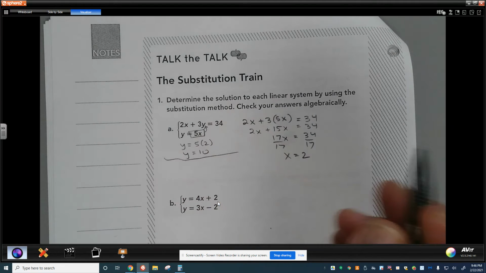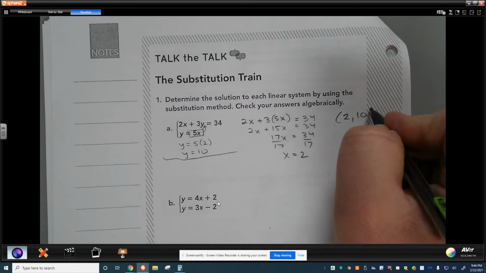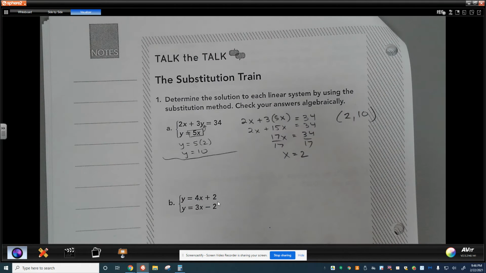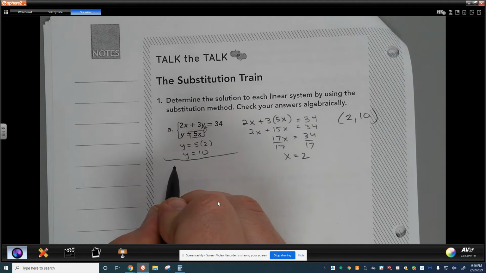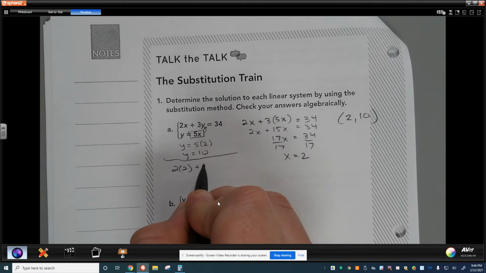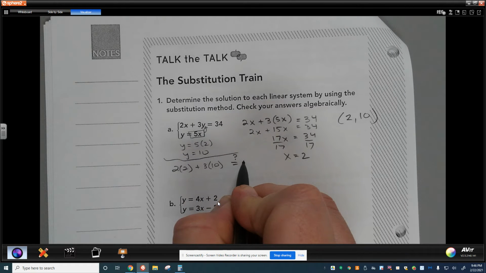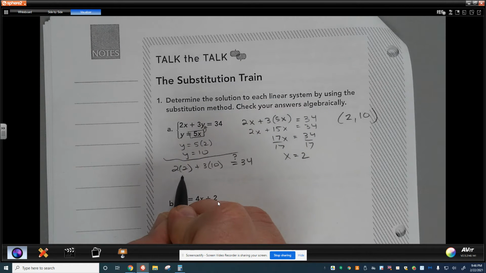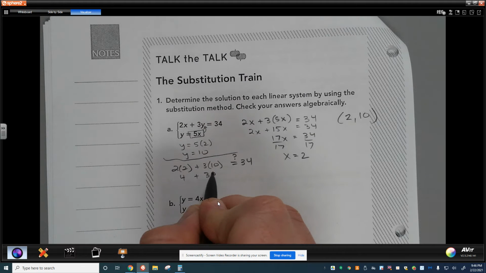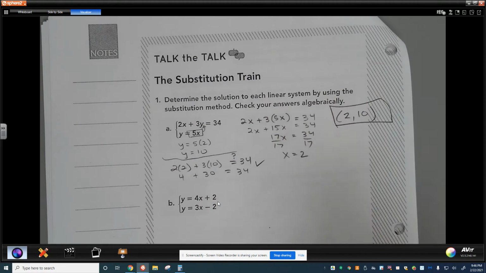And now that I believe y is 10, I have a solution that I want to check, and I think it's 2 and 10. I'm going to circle that if it comes out true. But what I need to do now is 2 times 2 plus 3 times 10. And I need to verify if that really does equal 34. And I see that we have 4 plus 30. I know that equals 34. Verified. My solution is 2 and 10.